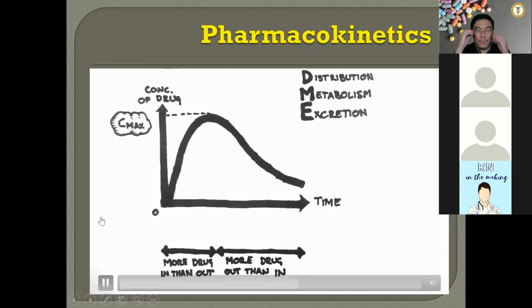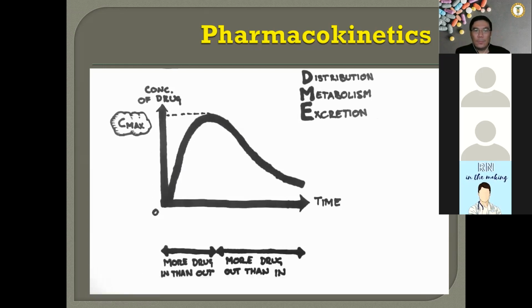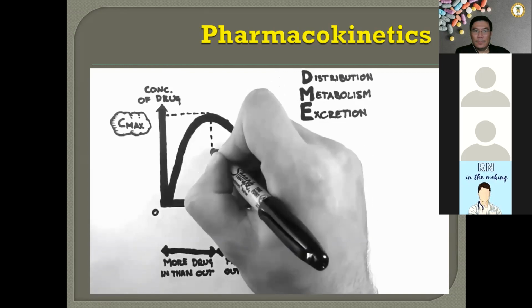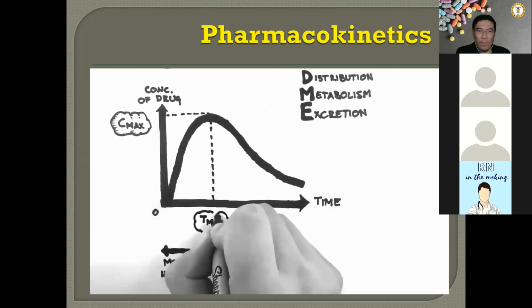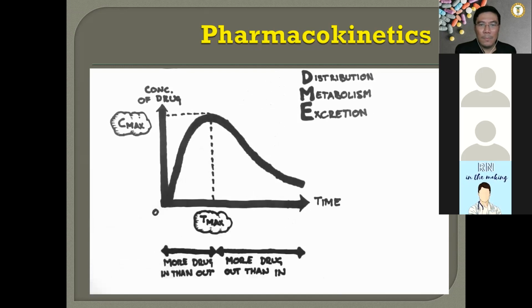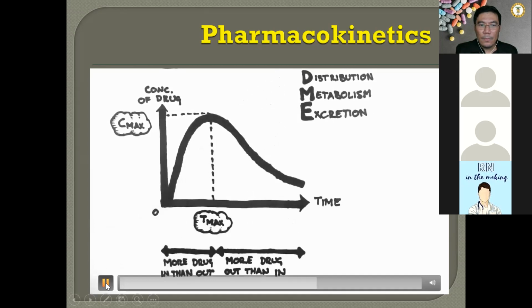This is important because knowing the maximum concentration can help predict the therapeutic benefit and also the likelihood of side effects. The time at which the maximum concentration occurs is called Tmax. Now, a slightly more confusing concept is the half-life of a drug.